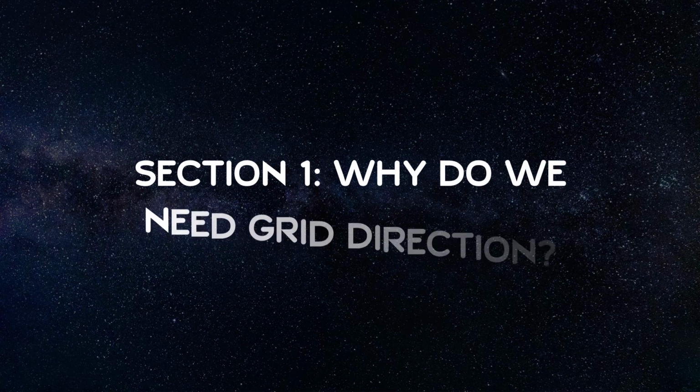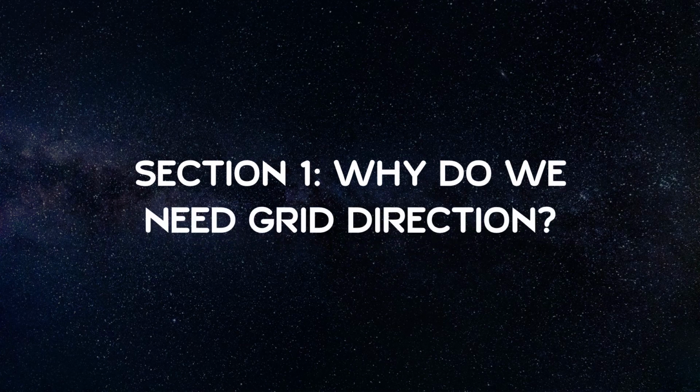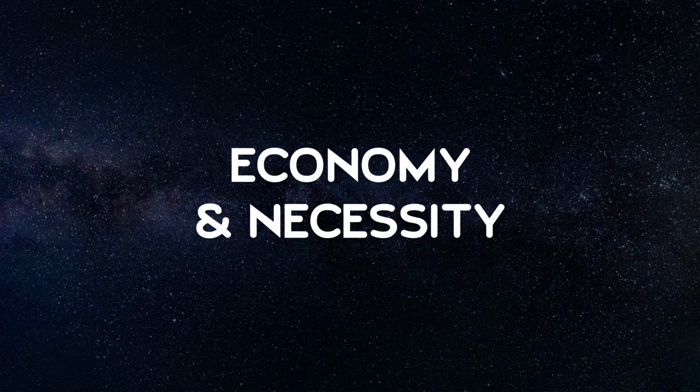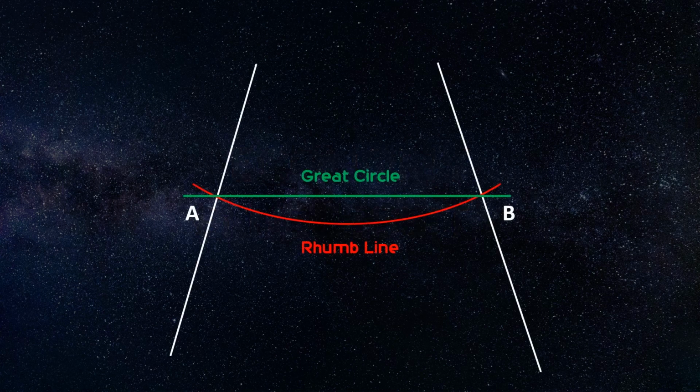Section 1. Why do we need grid direction? The simple answer is economy and necessity. By this stage of your learning, you should already know that great circle track is shorter compared to rhumb line track. Shorter distance translates into less fuel consumption and less flight time.